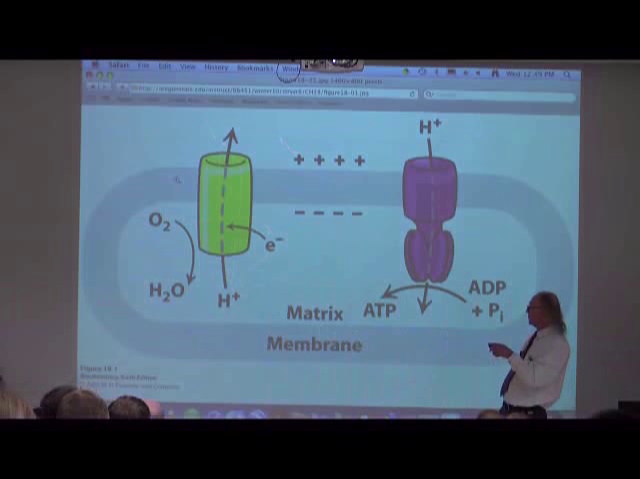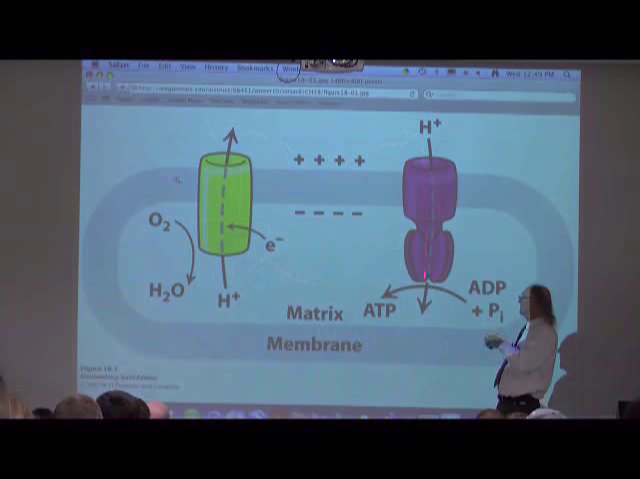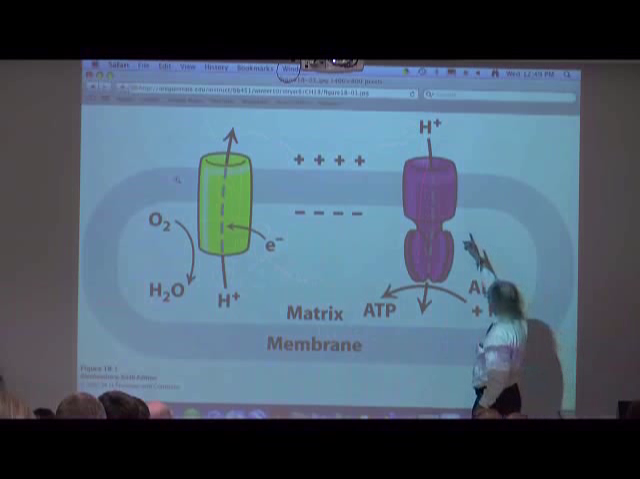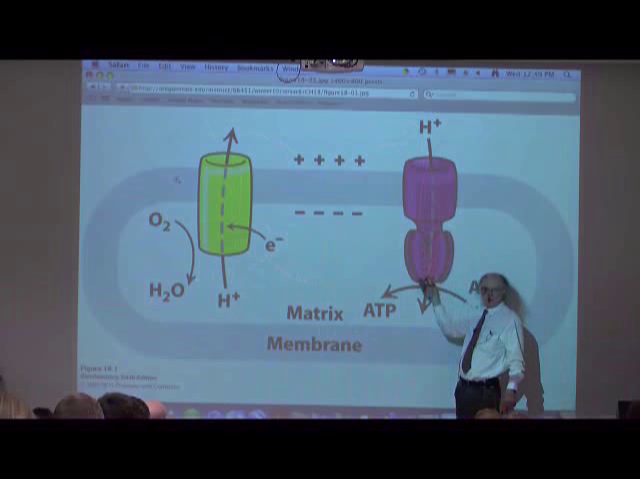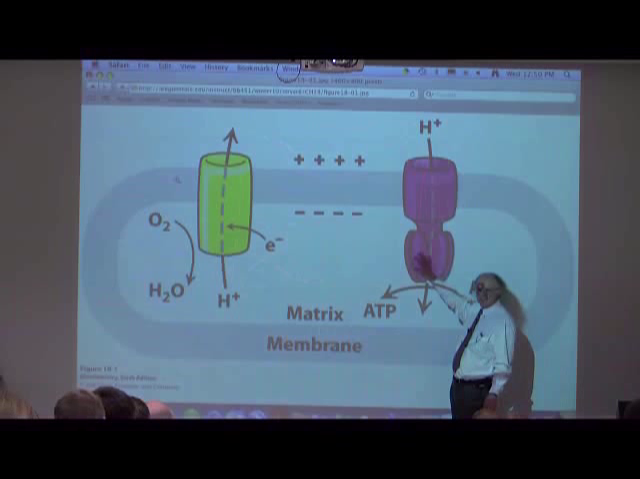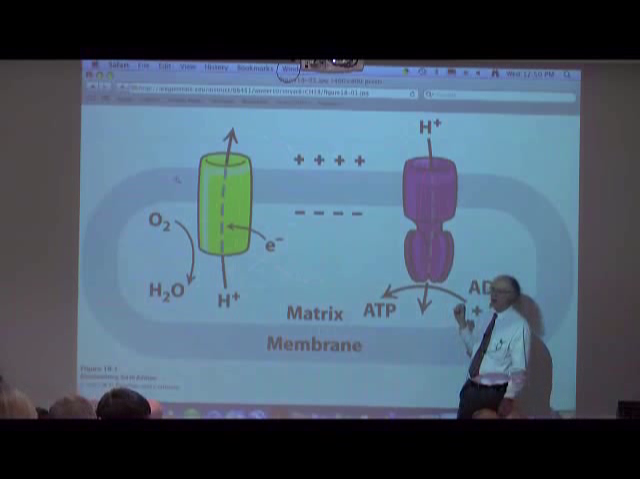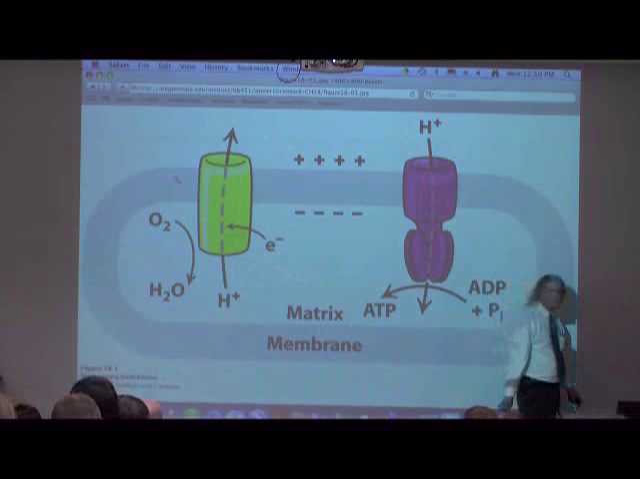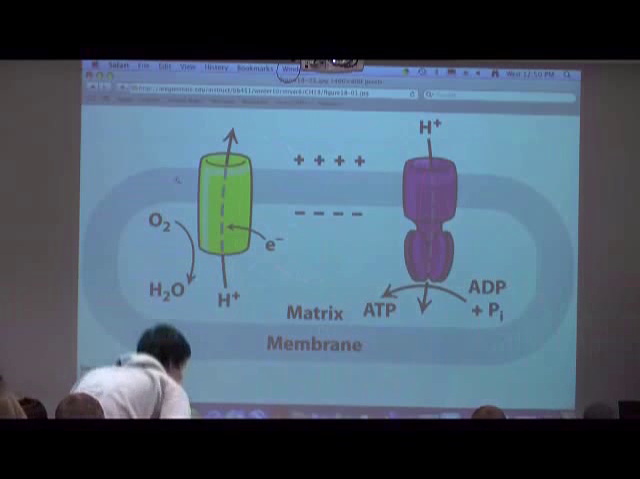This causes protons to be higher outside than inside. That higher concentration of protons makes them want to come in, and the way they come in is through another complex. When they come in through that complex, they cause it to spin and make ATP. This is like a little turbine, a little molecular turbine, and it actually is just that. I'll show you a figure for that probably on Monday. Okay, that's a good stopping point. I will see you guys on Friday.